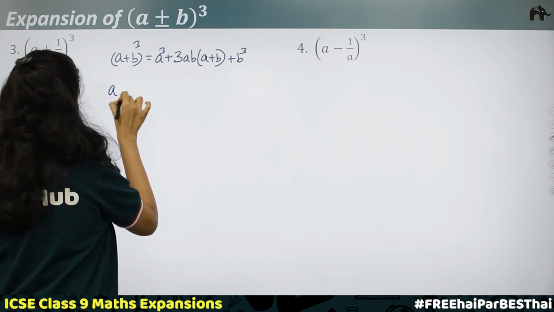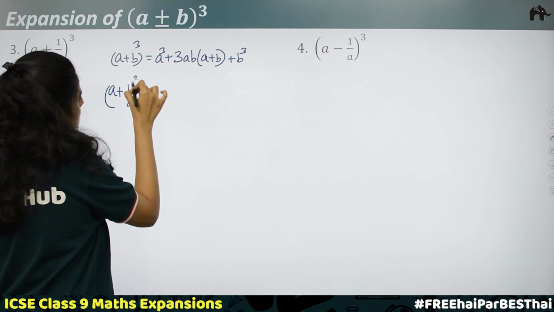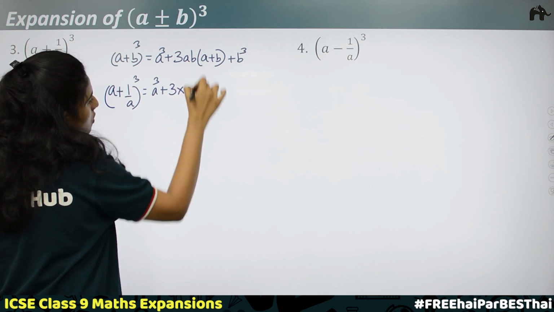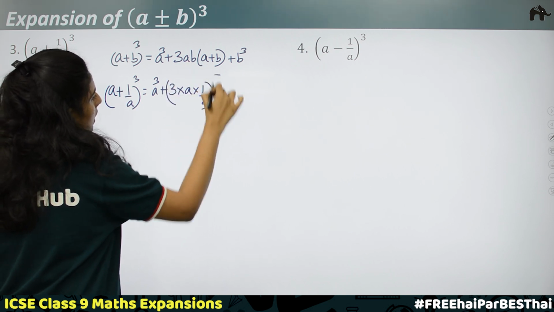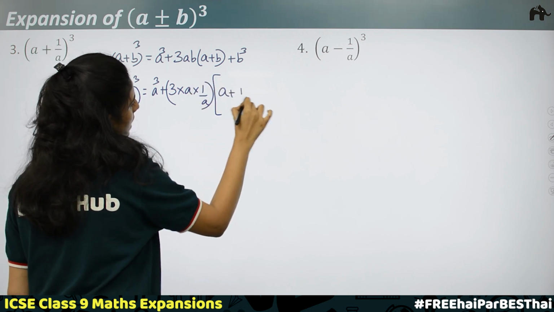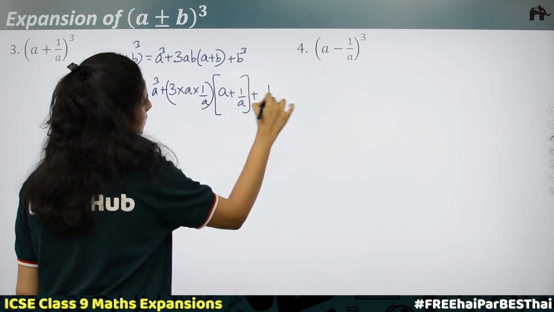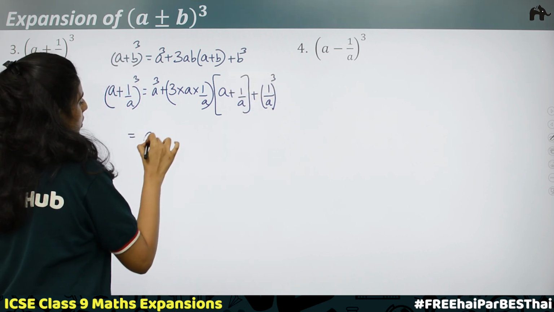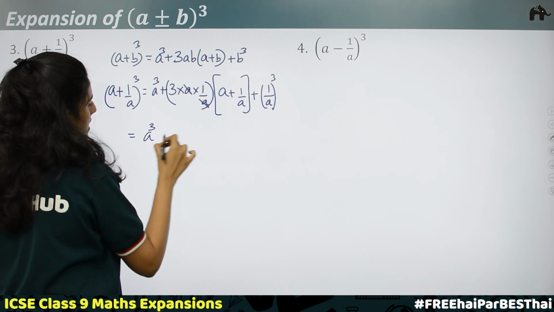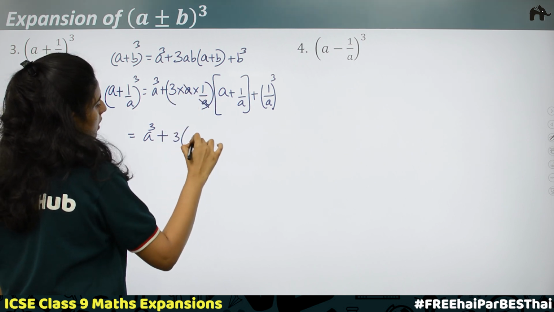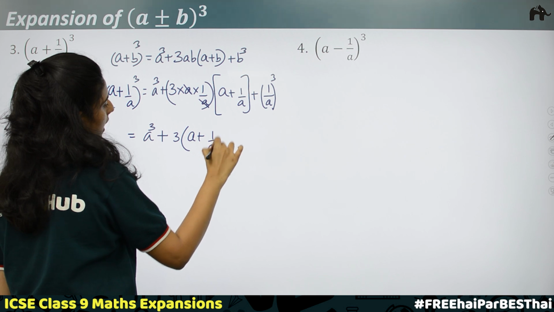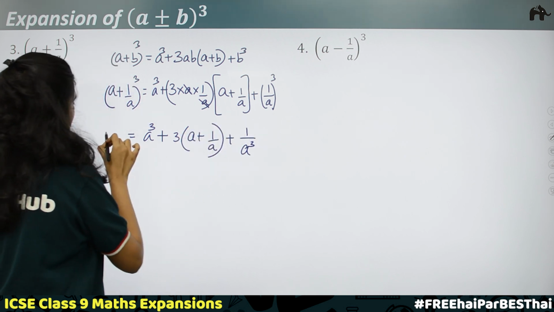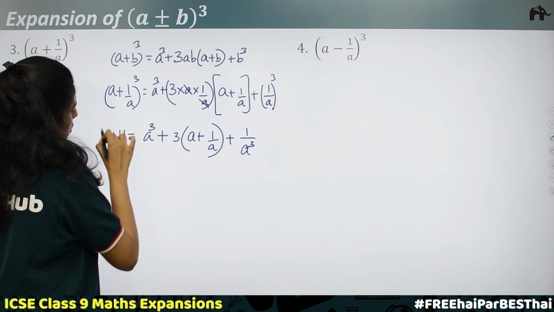So this becomes (a plus 1 by a) whole cube is equal to a cube plus 3 into a into 1 by a into (a plus 1 by a) plus (1 by a) whole cube. Okay. This is equal to a cube. A gets cancelled. So plus 3 into (a plus 1 by a) plus 1 by a cube. (a plus 1 by a) whole cube is this.